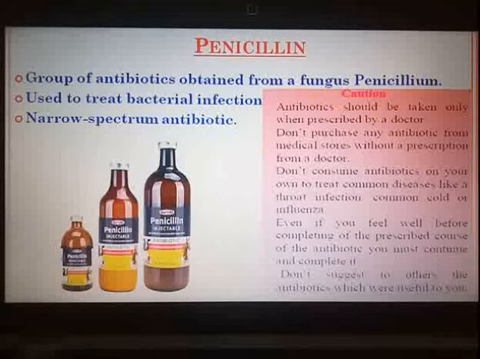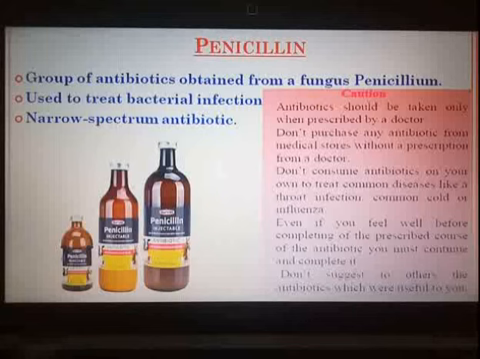Don't suggest to others the antibiotics which were useful to you. Many times you think you are all doctors, and whatever medicines you consume and are good for you, you suggest to others, but some people may be allergic to different antibiotics. So without the recommendation of the doctor, you should not suggest any antibiotic to other people.